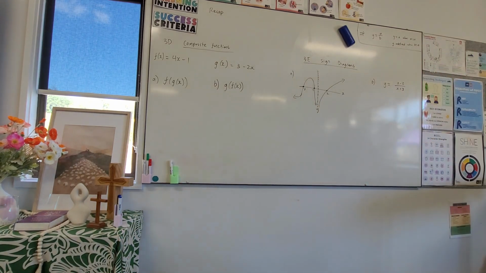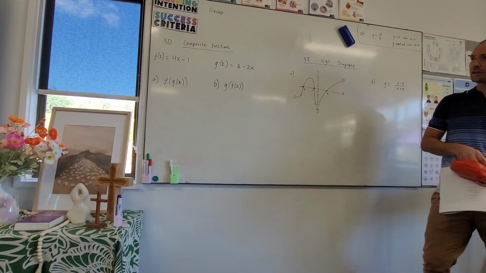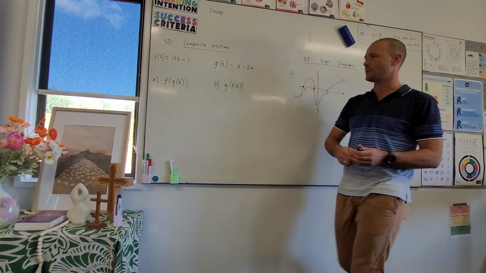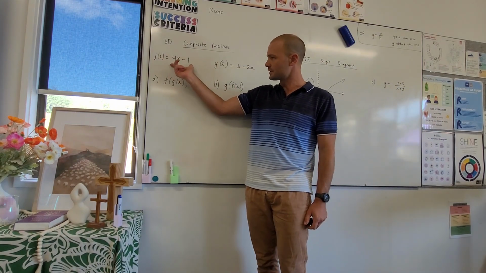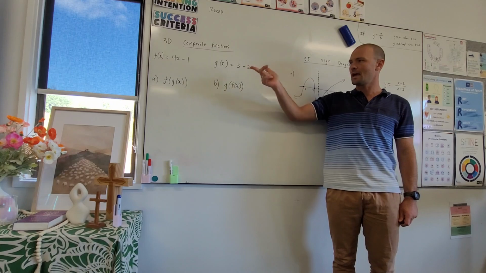So I'll just get you guys to have a watch while I go through it. And then we've got an exercise that we'll work through for F that we'll probably do individually. Okay, so firstly for composite functions, I have two functions here. We have one function of x, which is 4x take 1, and the other, which is 3 take away 2x.